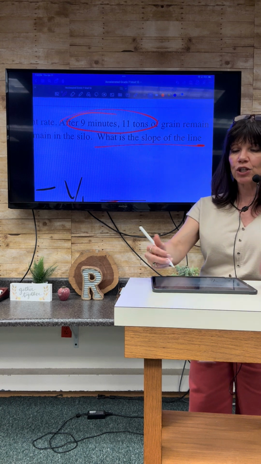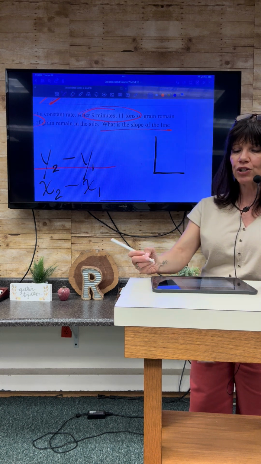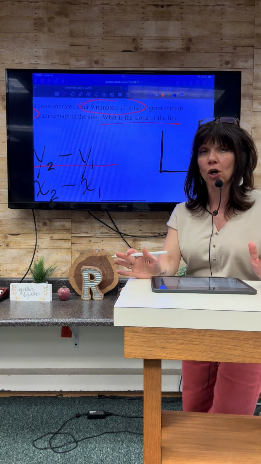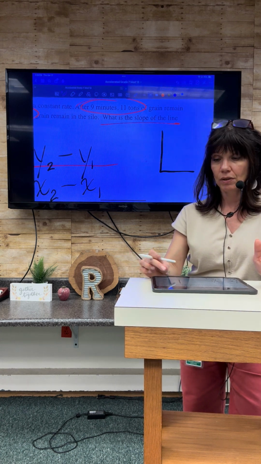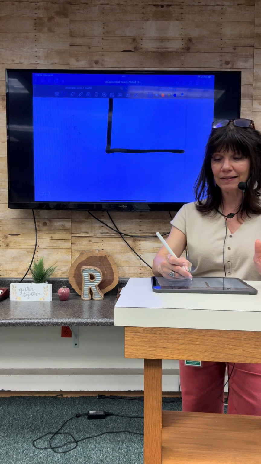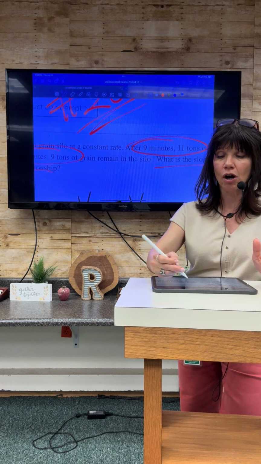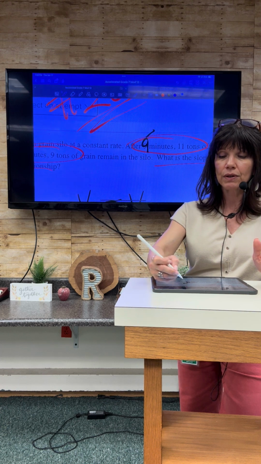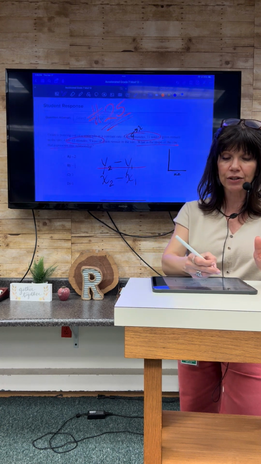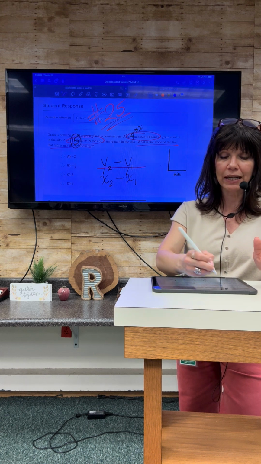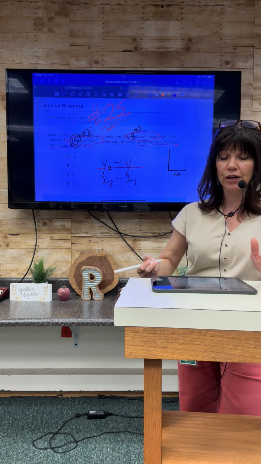Think about graphs that you have created before. Draw a giant L, and where do you think you will almost always see the minutes labeled? On the x-axis. I heard somebody say on the bottom. Great job. So now we know that the minutes are the what values? The x values. So the 9 minutes and then the 15 minutes, they are both your x values.